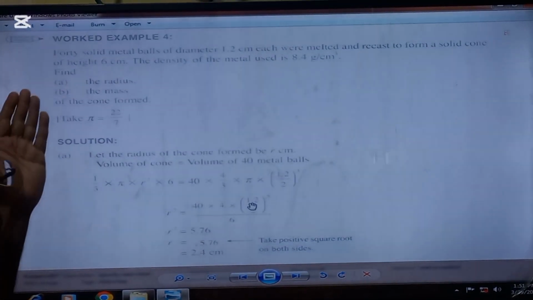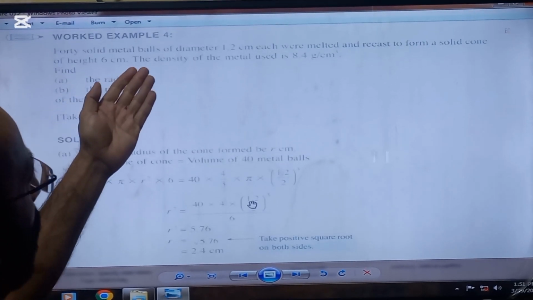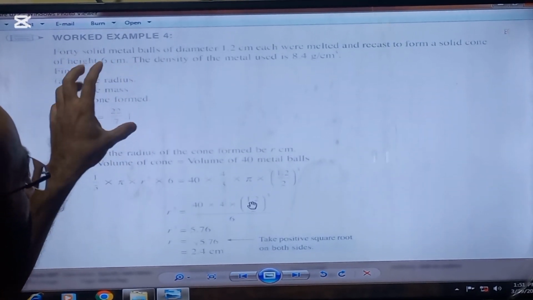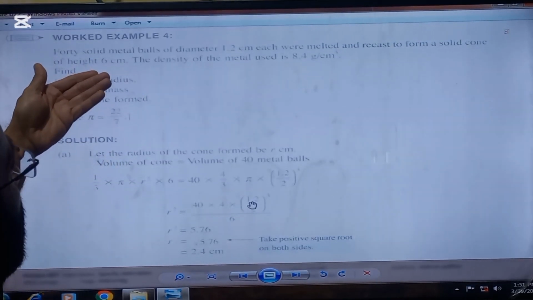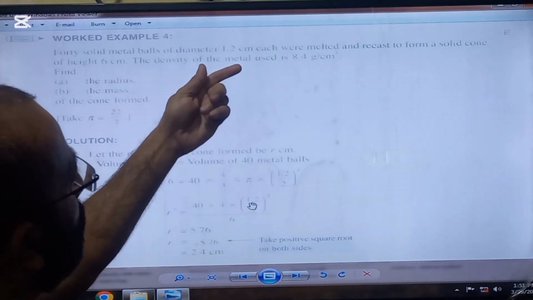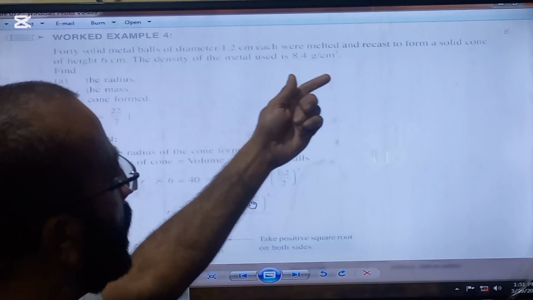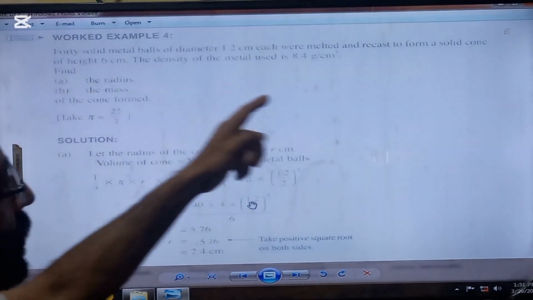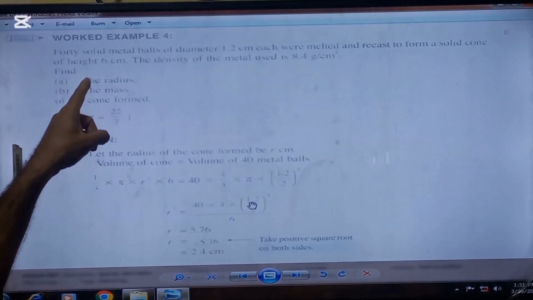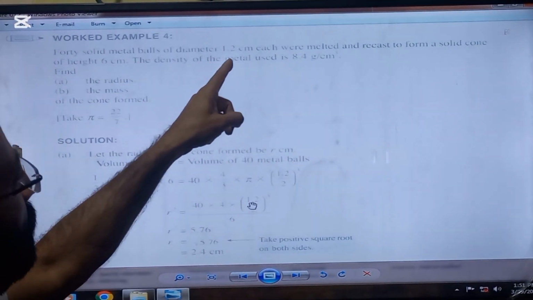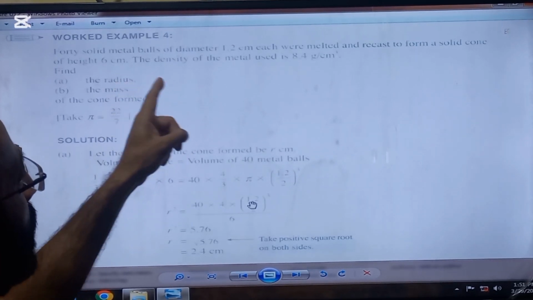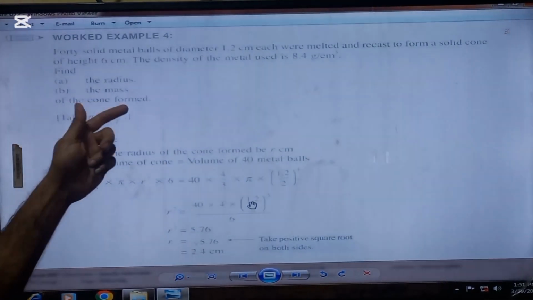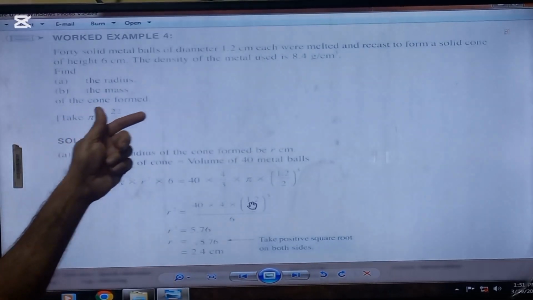Next question is 40. Solid metal balls of the diameter. So metal balls actually stands for spheres. So there are 40 spheres of diameter 1.2 centimeters each, melted and recast to form a solid cone of height 6 centimeters. So for the cone the height is given, and the sphere's diameter is given, that is 1.2. The density of the metal used is 8.4 grams per centimeter cubed. Find A part the radius, B part the mass of the cone formed.